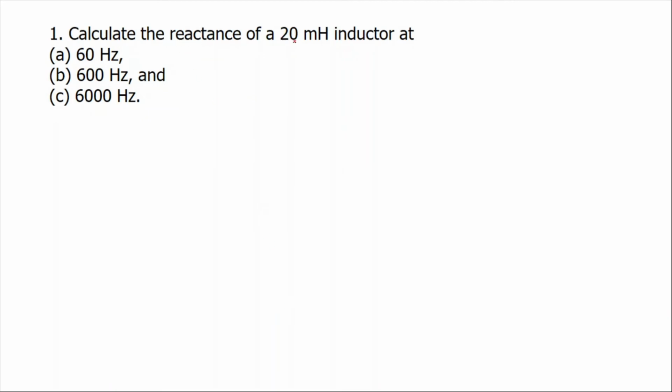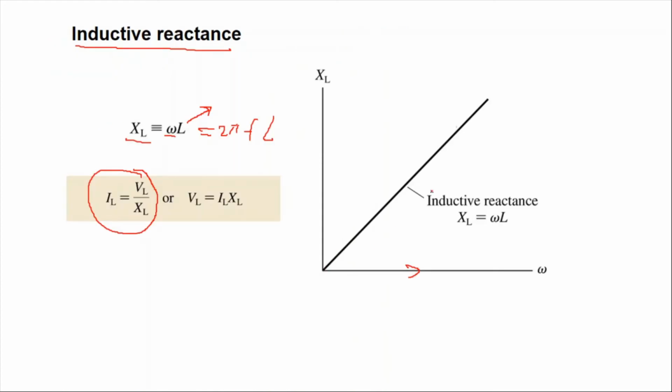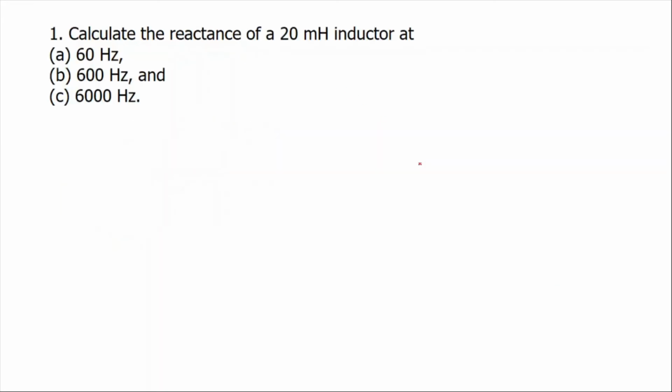Calculate the reactance of a 20 millihenry inductor at 60 Hz, 600 Hz, and 6000 Hz. From this graph, we expect that as the angular frequency increases, the inductive reactance XL will increase. Let's see if it is increasing or not. We know that XL is equal to 2πfL, and from here we can write 2π times 60 times 20 times 10 to the negative 3, and this is going to be equal to 2.4π ohms.